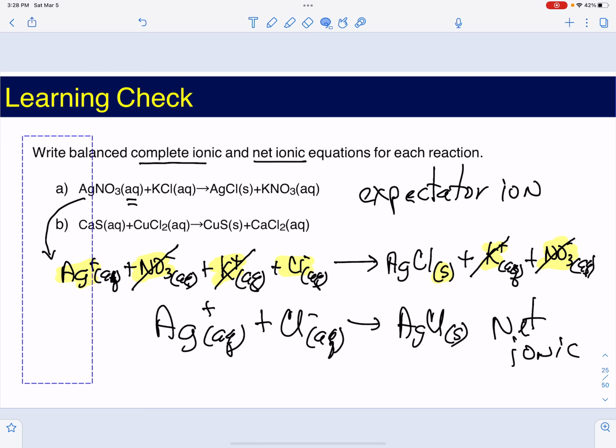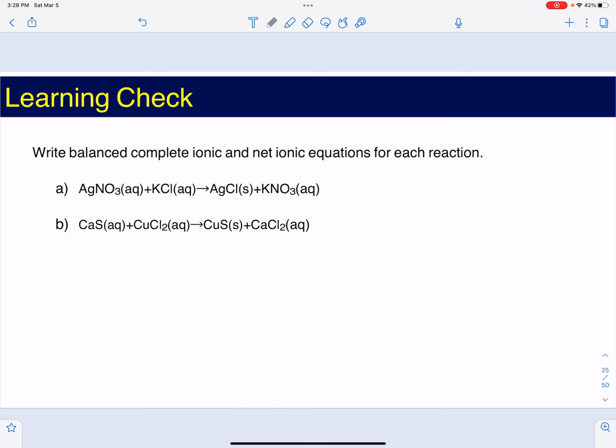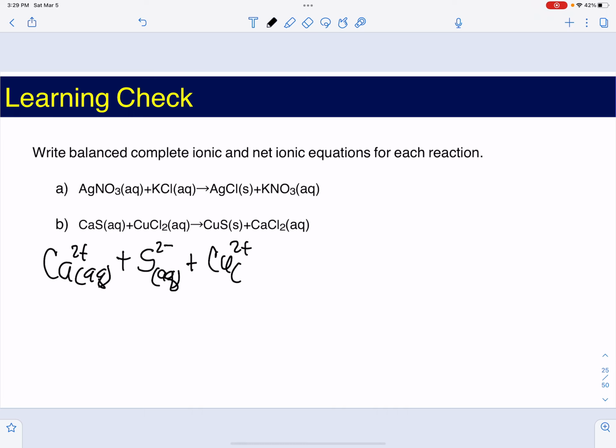So let's do the last one, and then you get to practice. So the last one is going to be calcium sulfide aqueous, so calcium 2 plus. And I know calcium is 2 plus because it's on the periodic table, and besides, sulfur from the periodic table is negative. So the calcium has to be 2 plus. Plus copper 2, which is going to be aqueous, and 2 chlorides, which are going to be aqueous also.